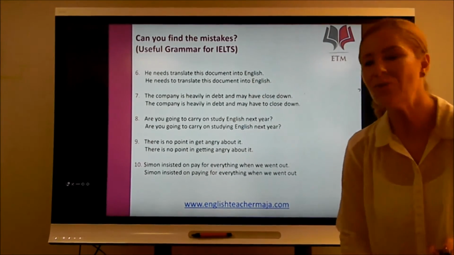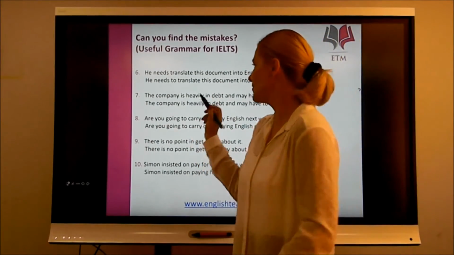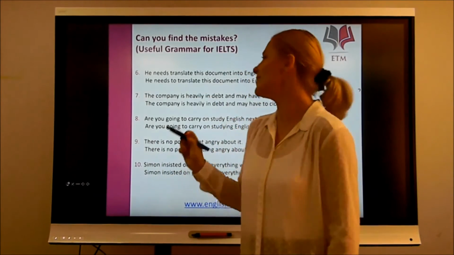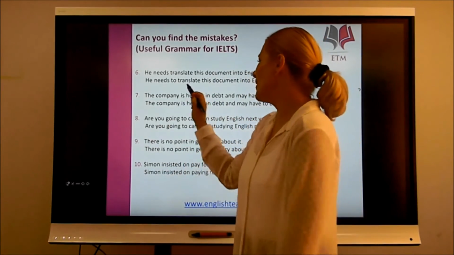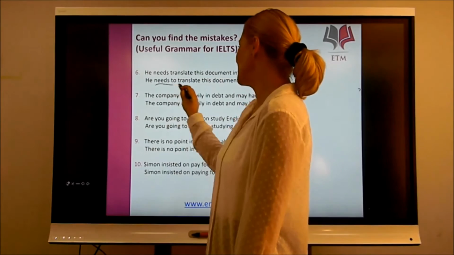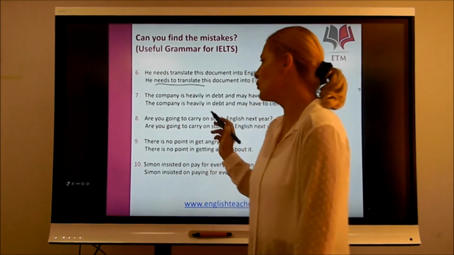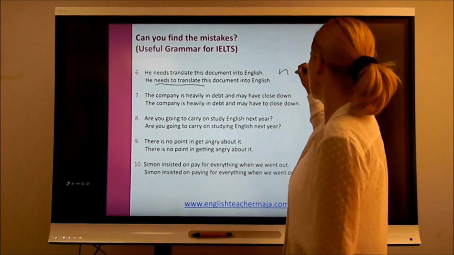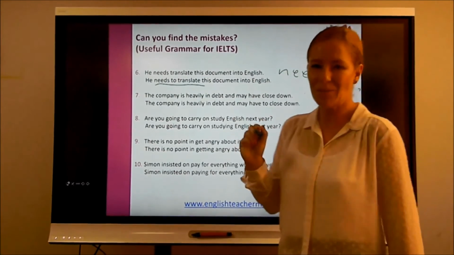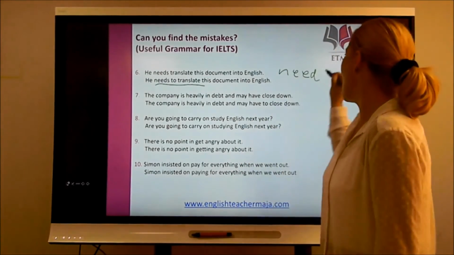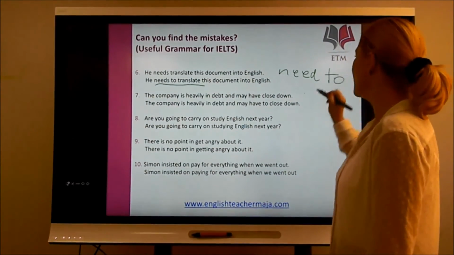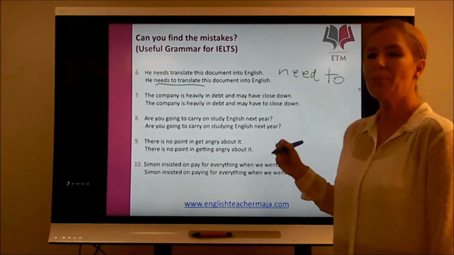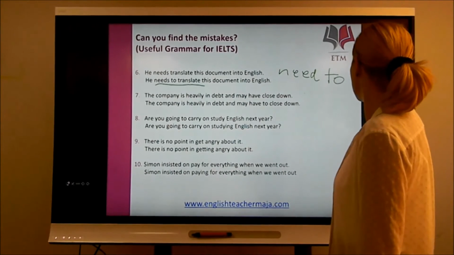Now let's move on. Number 6. Okay, it's a very common mistake, so please pay attention to this one. He needs to translate is the correct one. Need is a modal verb, okay? And it requires to. So to plus infinitive.